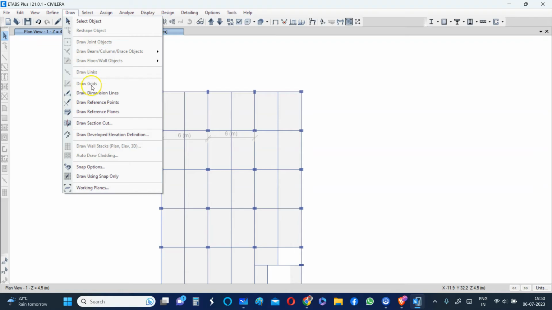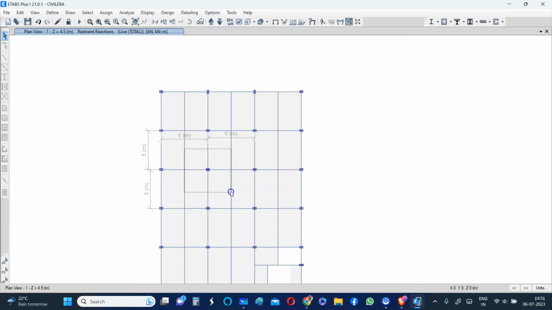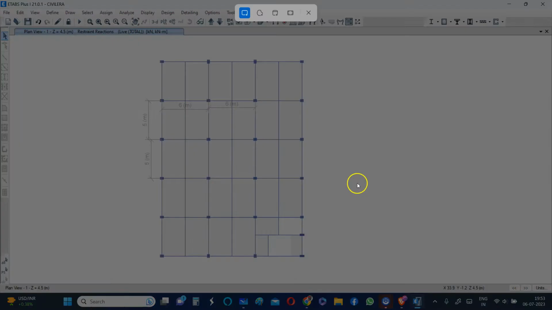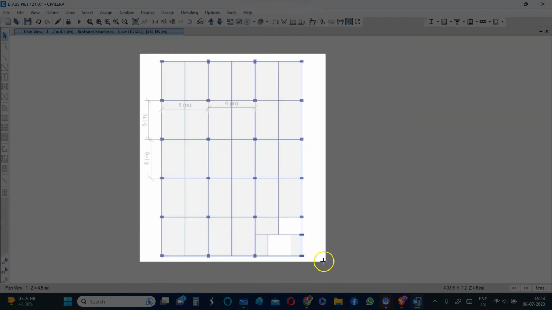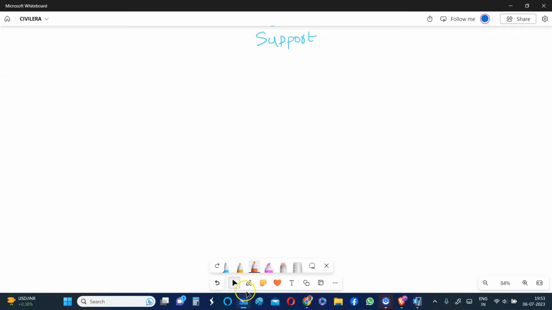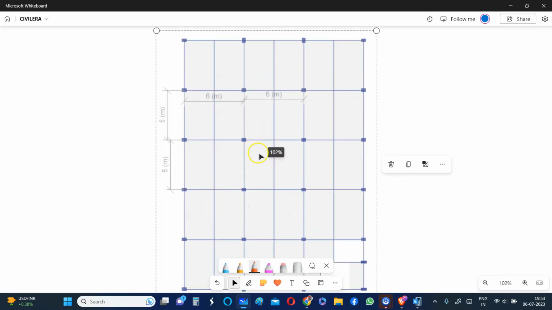If I mark one more dimension over here, even that is going to be 5 meters. So if you look at this particular column, it will have an equivalent area load of this much. For simplicity, let me take a screenshot of this and take that into the whiteboard. I'm pasting it here, and you can see the column with the dimension.